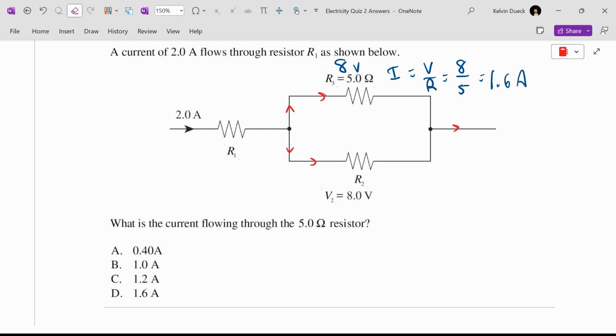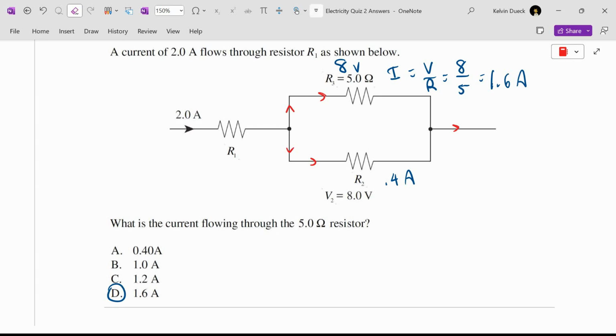Now they want in, oh, I'm done. I could have also asked for what the current was in R2. It must be 0.4 amps. I could have given you the same question and asked you to find R2. It would be 8 divided by 0.4. Could have given you the same question and asked for the power in R2. That would be V times I or I squared R or V squared over R, depending on what you have. Meanwhile, the answer is D, yes?